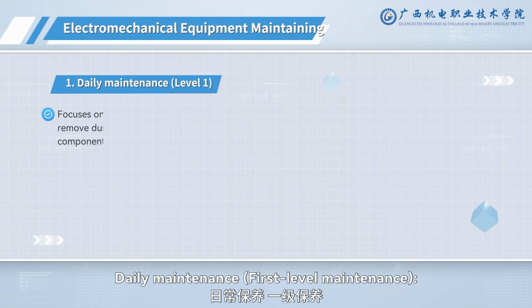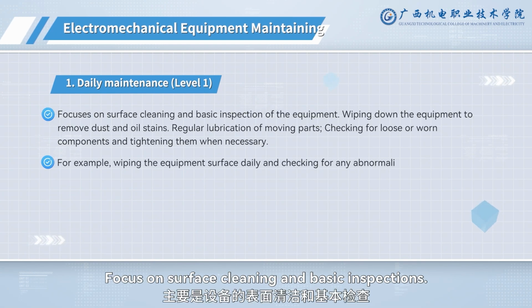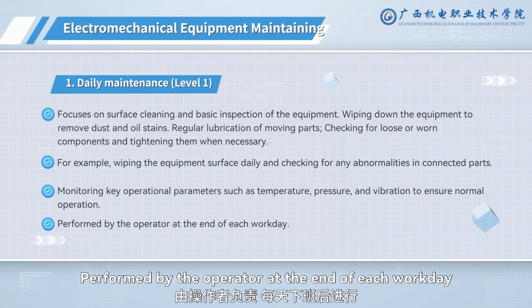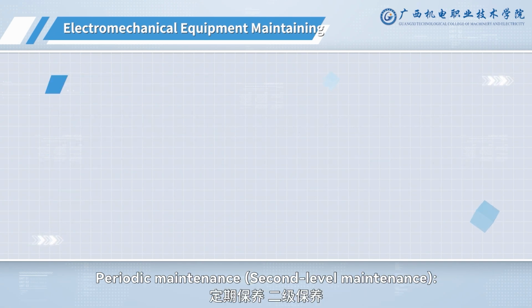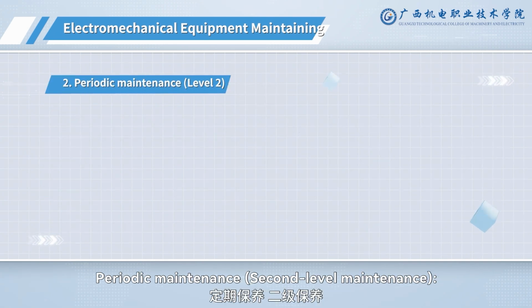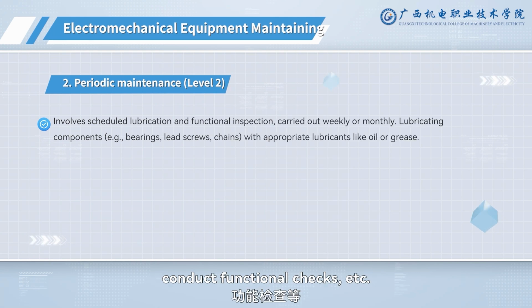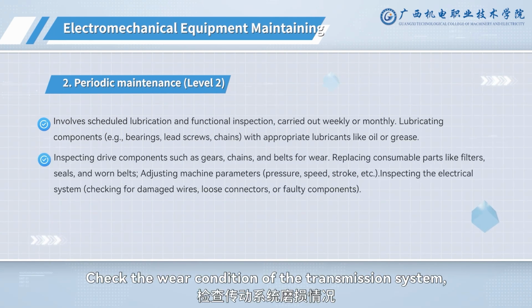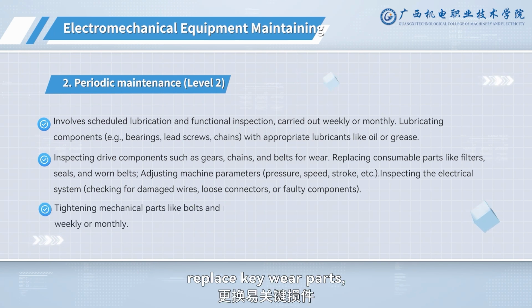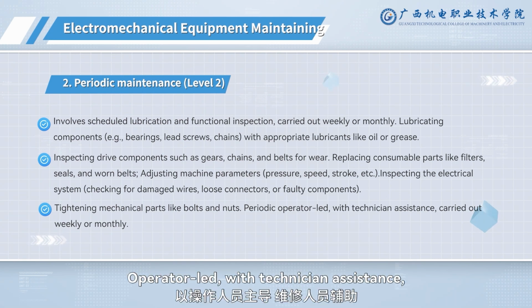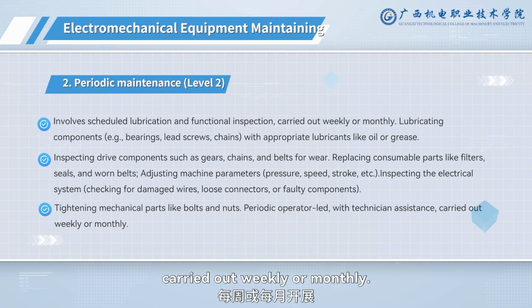Daily maintenance. First-level maintenance focuses on surface cleaning and basic inspections, performed by the operator at the end of each workday. Periodic maintenance. Second-level maintenance regularly lubricates the equipment, conducts functional checks, etc. Check the wear condition of the transmission system, replace key wear parts, tighten mechanical components, and adjust parameters. Operator-led, with technician assistance, carried out weekly or monthly.